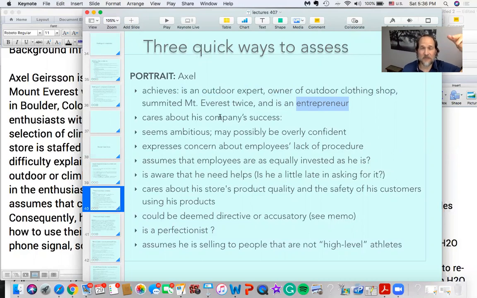He does express concern about his employees' lack of procedure or lack of knowledge or conveying that knowledge. Now, that'll be interesting because those are 3 different things, and you'll parse that as you work the case study. But at least maybe one of those, if not a combination. He assumes also that the employees are as equally invested as he is. Now, I put a question mark on this because this came out of a previous discussion with another class. Is it true? Is it not? I'm going to let you parse that.